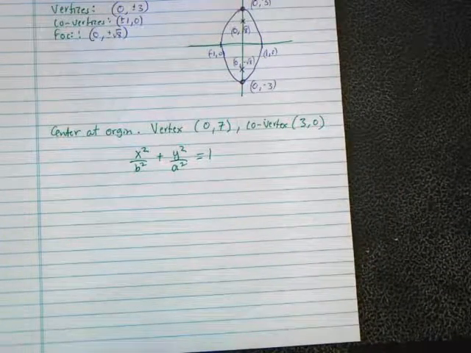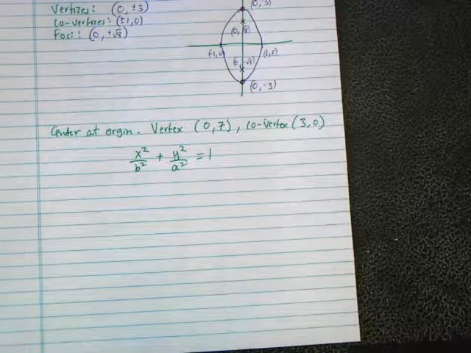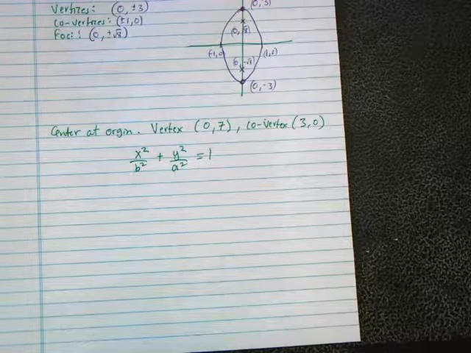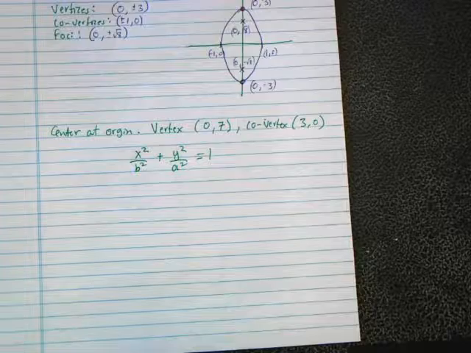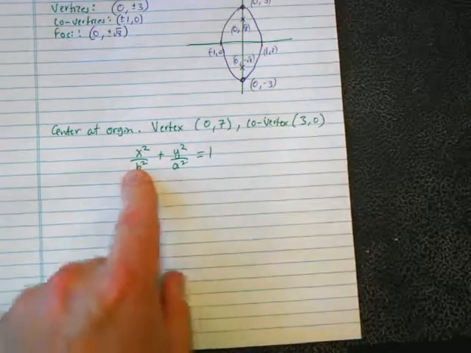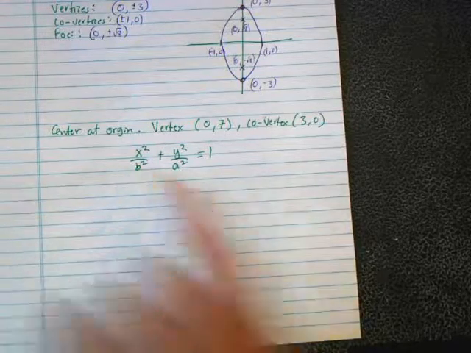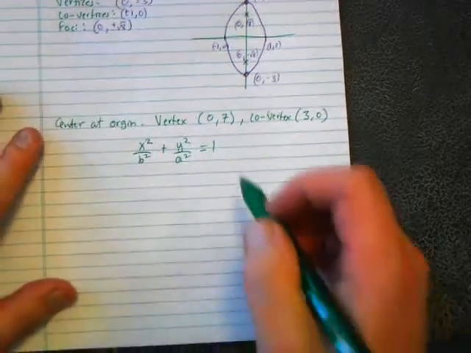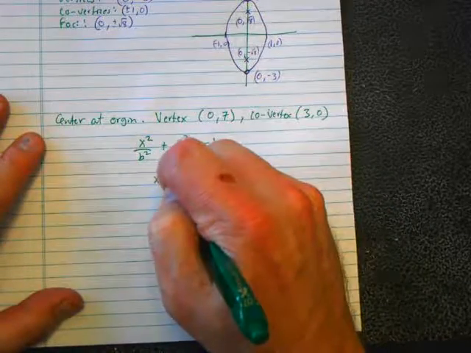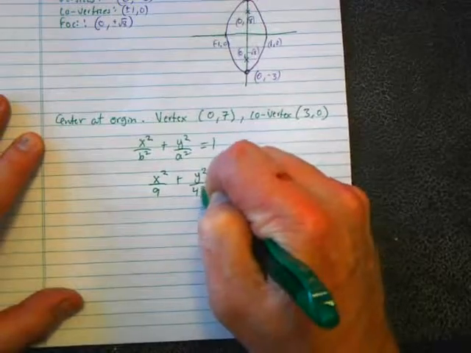And I think really without doing any work, I know the a and the b. What's a? A squared is 49 because a is 7. And what's b? B is 3, so b squared is 9. This is one where all you have to do is decide that it's tall and skinny and plug the numbers in. Answer is x squared over 9 plus y squared over 49 equals 1.